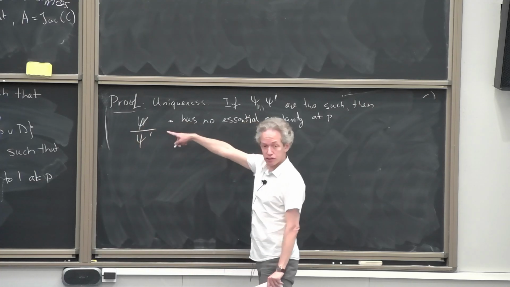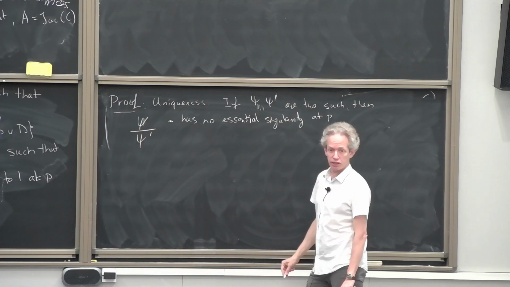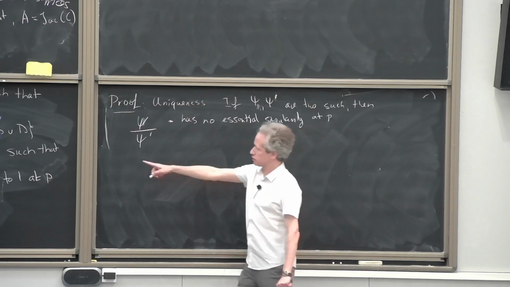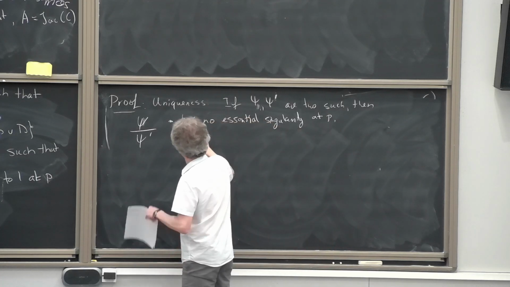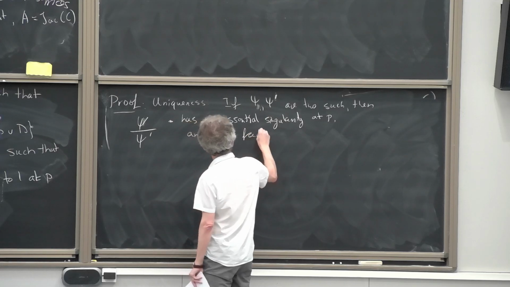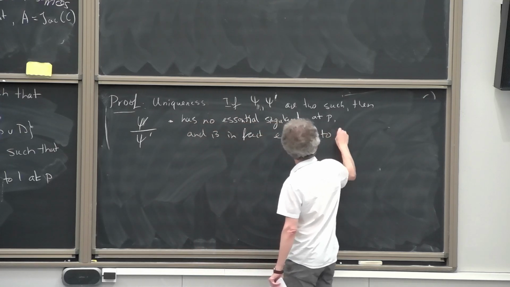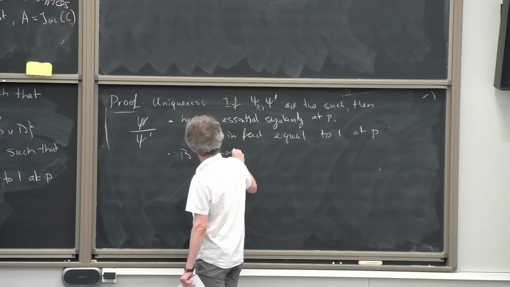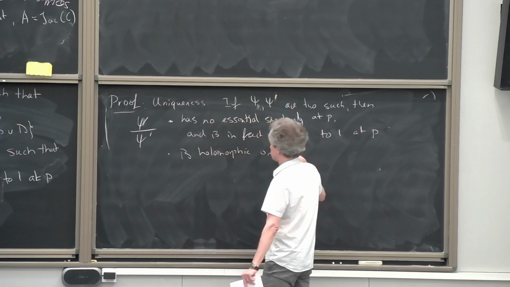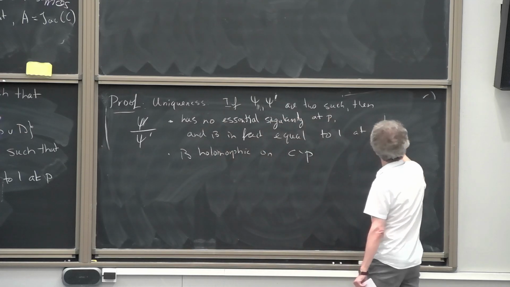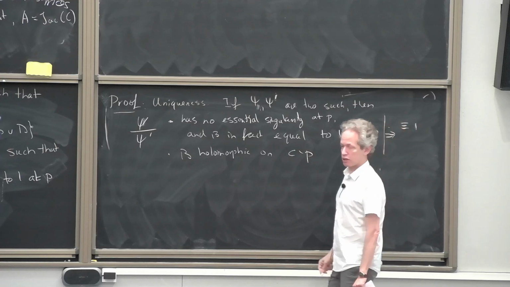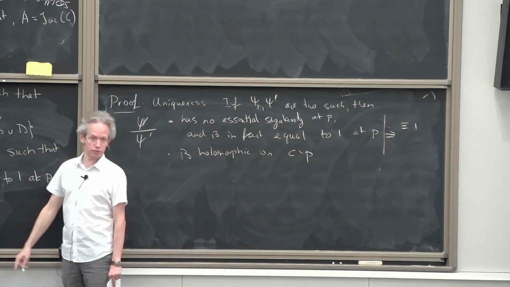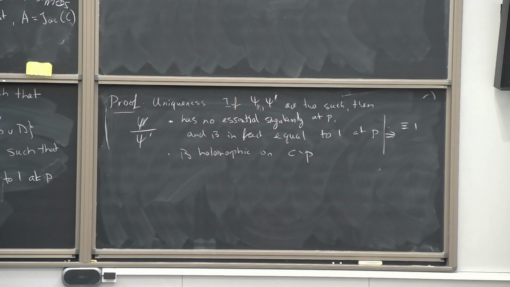Okay. So if I have two such functions, take their ratio. It has no essential singularity at p anymore, right? Because I've just canceled the essential singularity, and is in fact this ratio equal to 1 at p, and is holomorphic on C minus p. So this means it is equal to 1, right? Because I've canceled all the simple poles. They're at the same points. The points p1 through pg, the d is not part of the notation, but I have fixed the d. Okay? Yes?